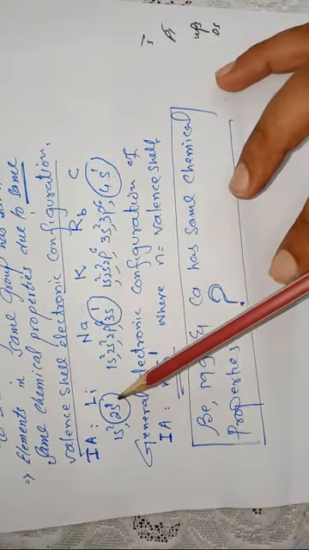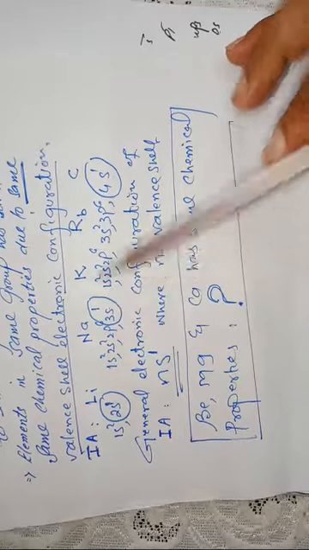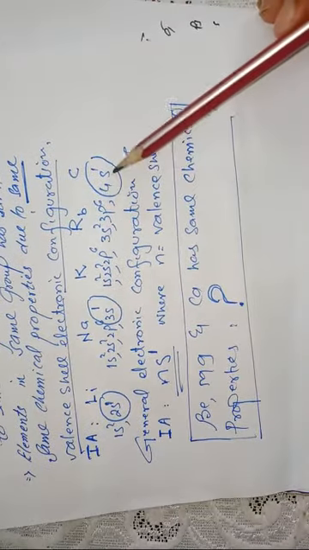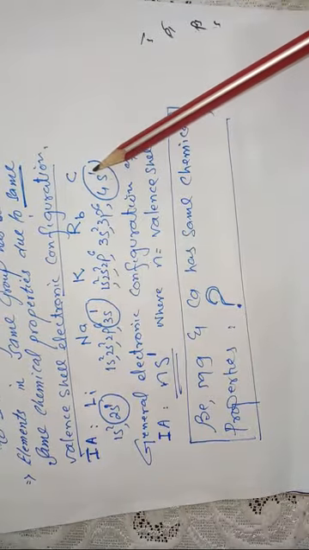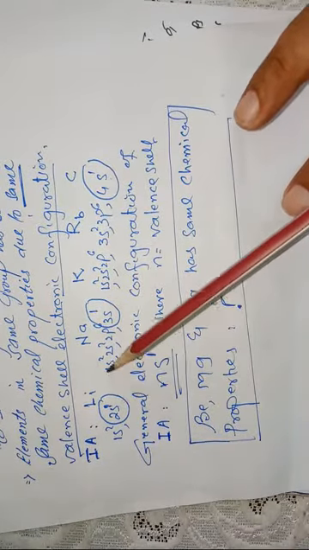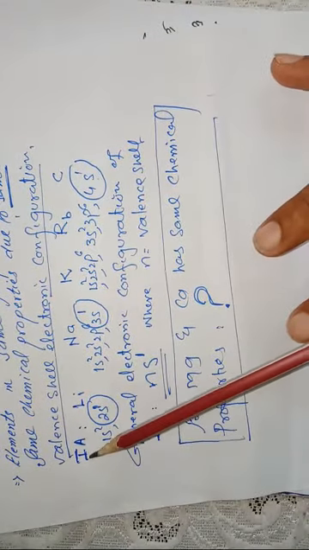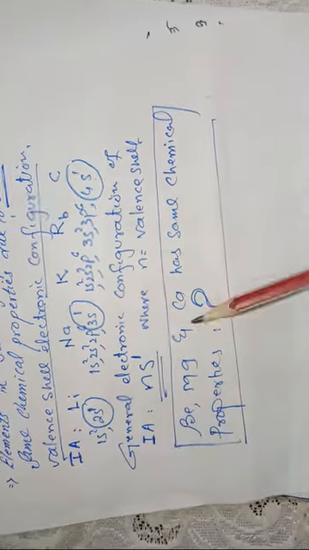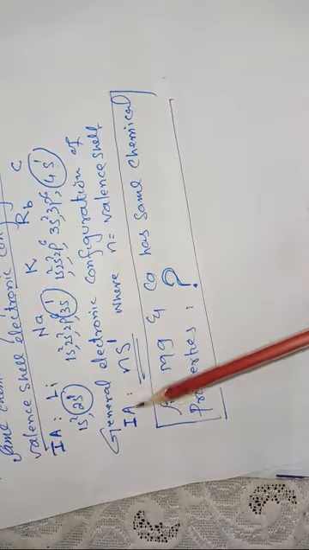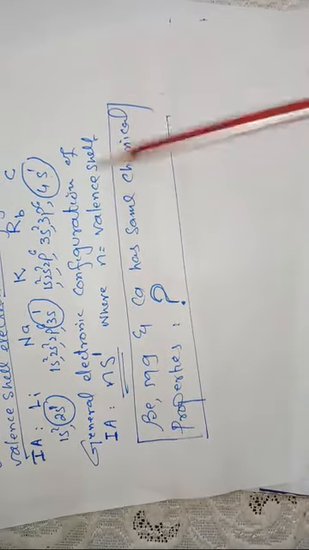If we look at the valence shell, in lithium it is the second, in sodium it is the third, and in potassium it is the fourth, and all these valence shells hold the same number of electrons. Because of the same number of electrons in the valence shell, all the elements of group 1A will have the same chemical properties. So the general electronic configuration for group 1A elements is ns1, where n is equal to the valence shell.